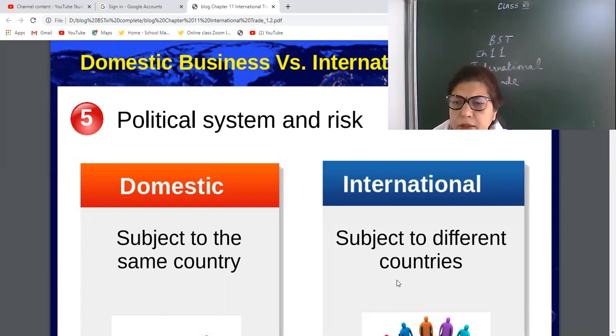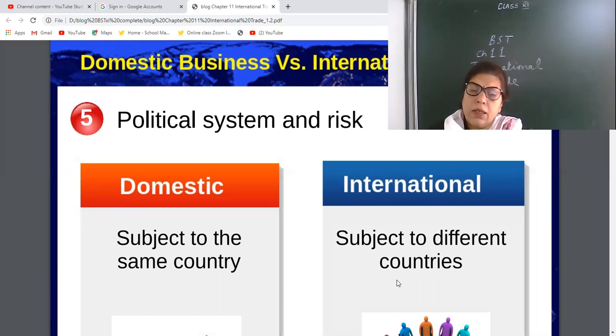Second point, which is there, risk factor. Risk factor is less in domestic trade because buyers and sellers belong to the same nation. They follow the same system under the same government officials.